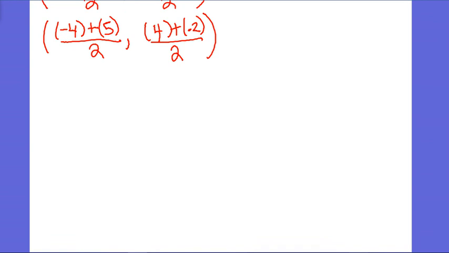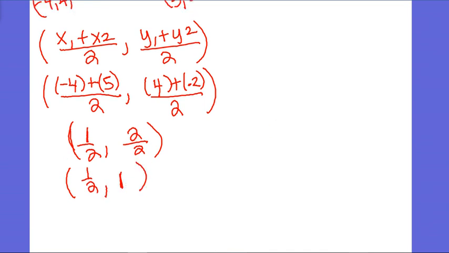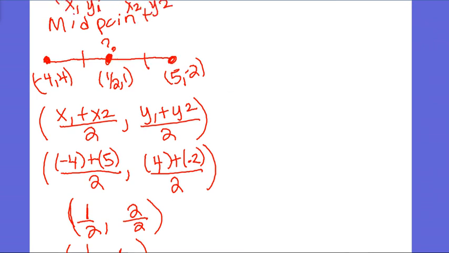So you can do the math in your calculator or you can do it in your head. So -4 plus 5 is +1 over 2. And then 4 plus negative 2 is going to be 2 over 2. The second coordinate can be reduced. So 2 divided by 2 is 1. So the middle of this line, this point, is 1/2 and 1. This is where you can put the point so that the distance from the midpoint to the end point is the same on both sides.